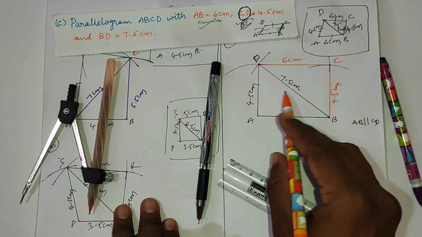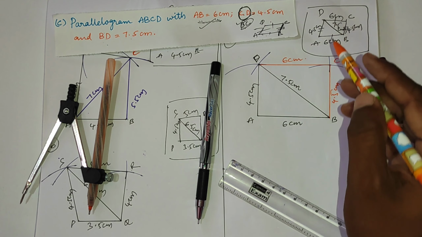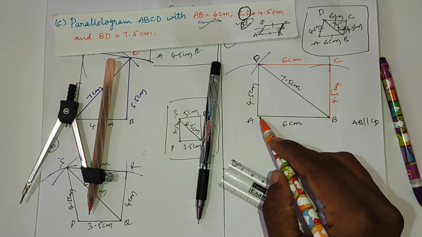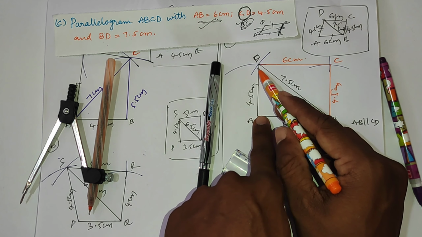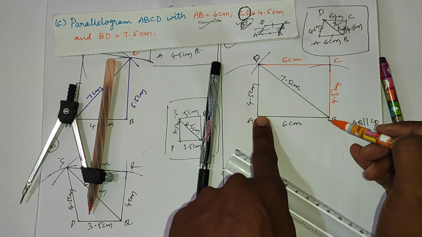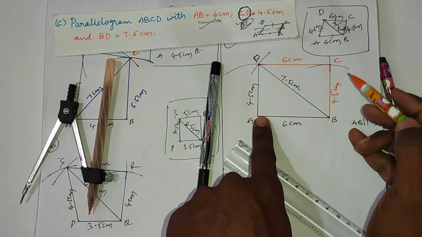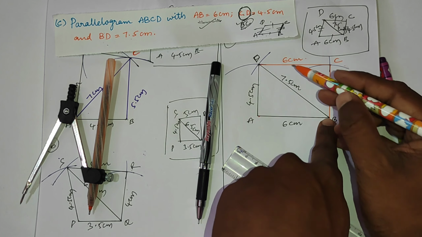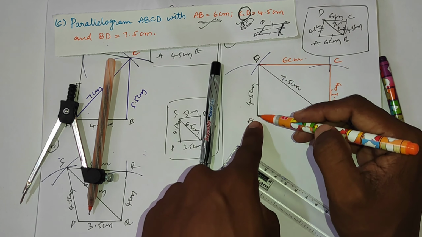Okay, once again we will see the construction here. So first what we did was a rough sketch with the given measurements as a parallelogram. Then we drew a line segment AB first with 6 centimeters. Then taking A as center, drawing an arc of 4.5 centimeters, and taking B as the center, drawing an arc of 4.5 centimeters. Now we are drawing a diagonal, taking B as a center, I am cutting this arc as D. Okay, joining B to D and A to D.